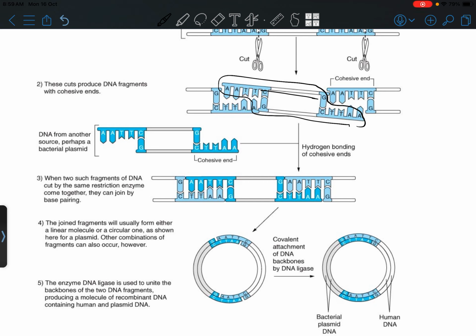Let me highlight it here. This is the DNA fragment that we want to clone.